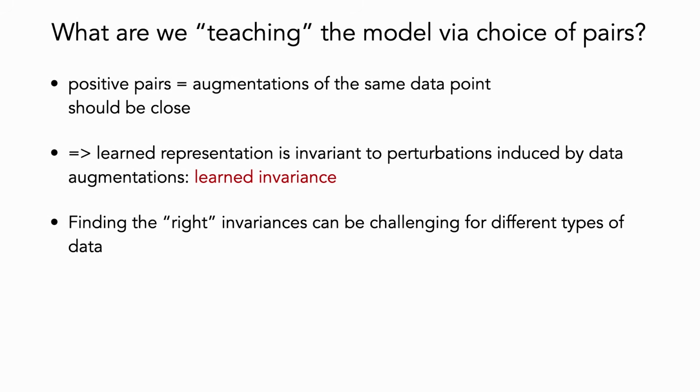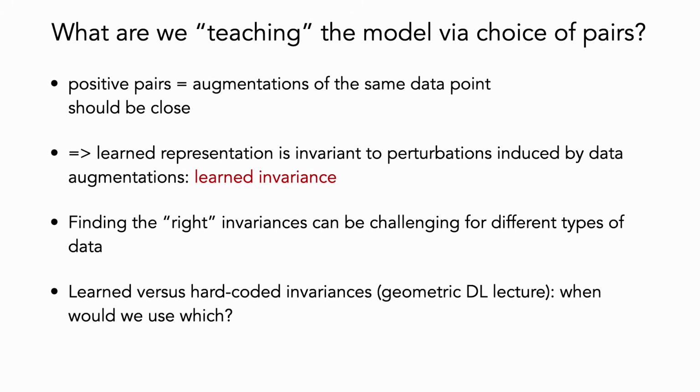And so, there might actually be some explicit invariances, like, for example, the ones we talked about in the geometric deep learning lecture, that you could actually explicitly hard code, right? If you want to be symmetrically invariant, you could build symmetry directly into your representation. And maybe there are some cases where we'd want to use one or the other.